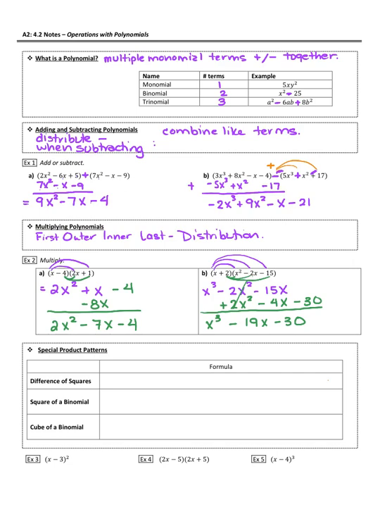Okay, now you're going to review some shortcuts that hopefully you already know, but also learn a new shortcut. So to start off with, we have the difference of squares. If you remember your difference of squares, it would look like this: something squared minus something squared. It's a difference of two perfect squares.